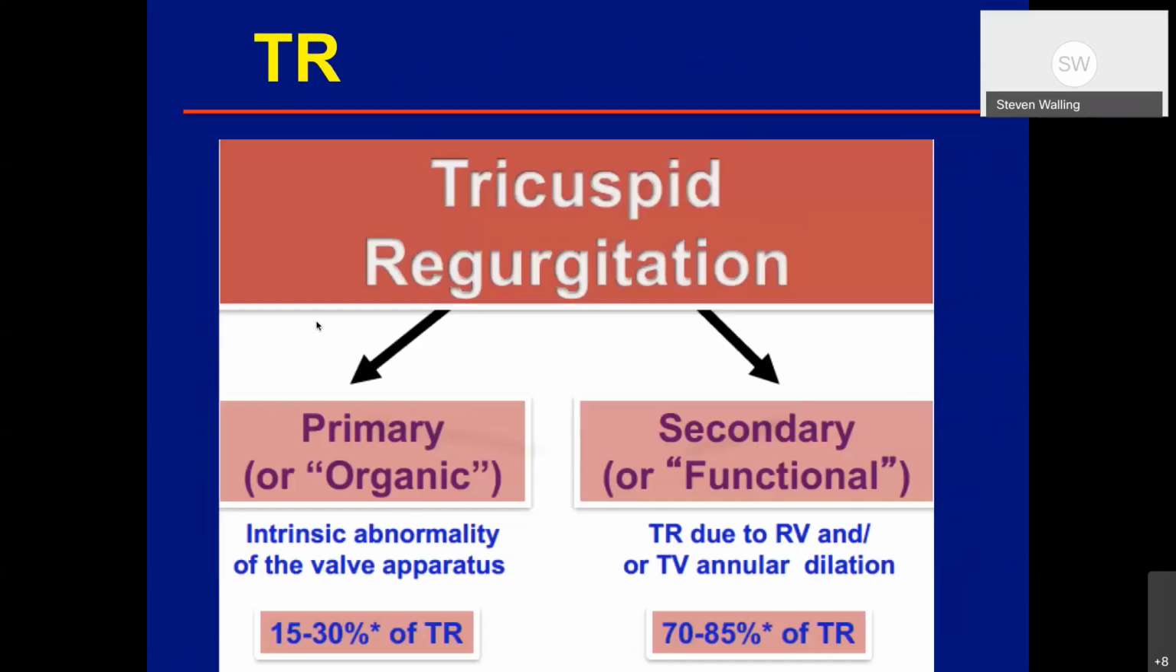Now we are talking a little bit about tricuspid regurgitation, and we need to know the definition of primary tricuspid regurgitation, which mostly involves intrinsic abnormalities of the tricuspid valve, and this actually accounts for 30% of overall tricuspid regurgitation. The other 70% is due to secondary, or what we call functional TR, mainly due to annular dilatation.